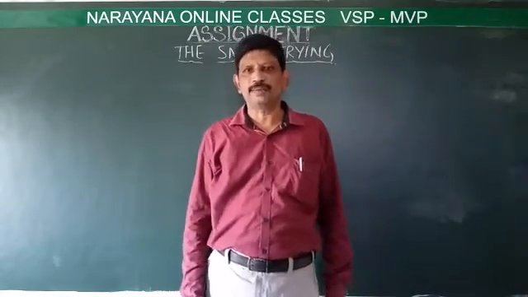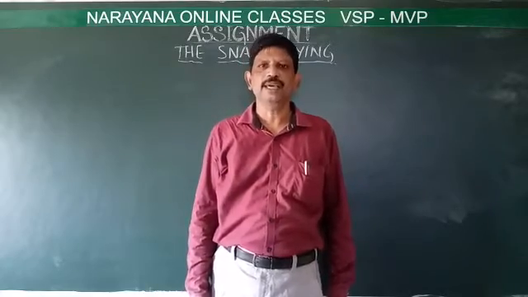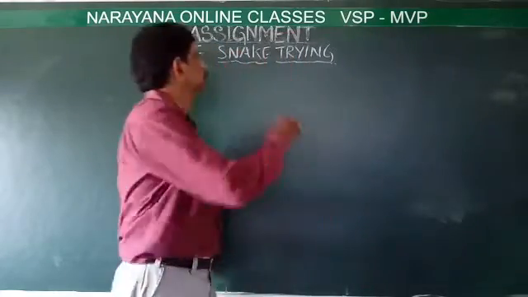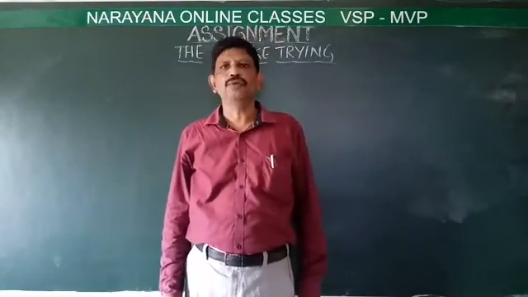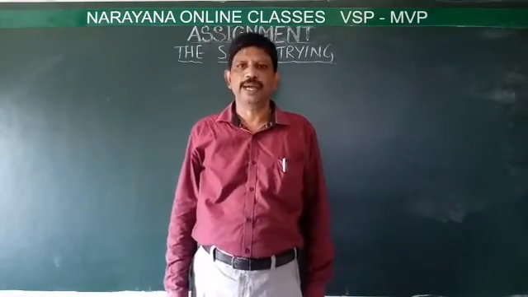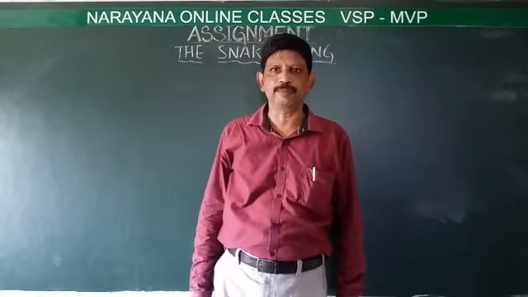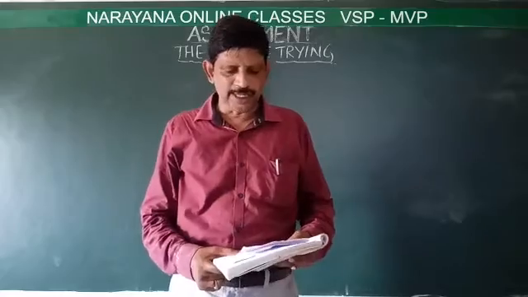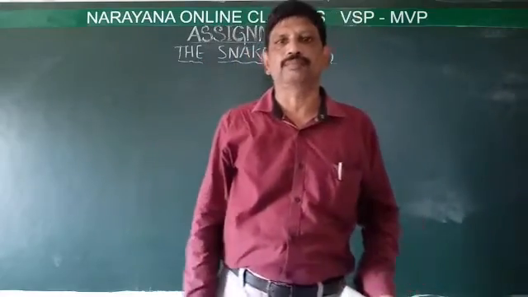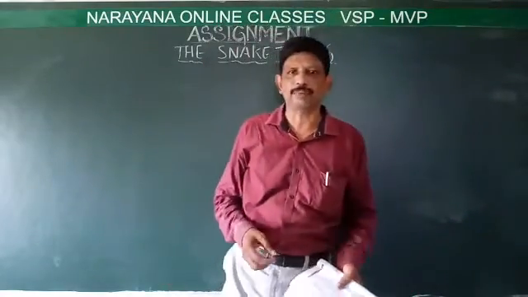Today as a part of our assignment, we are going to discuss the key based on the poem The Snake Triangle. Now let us see few questions related to our assignment. I will be reading and explaining. Please note down. First question. What is the snake trying to escape from?